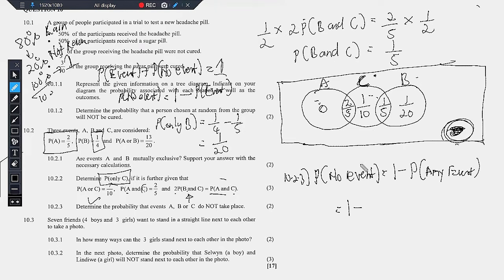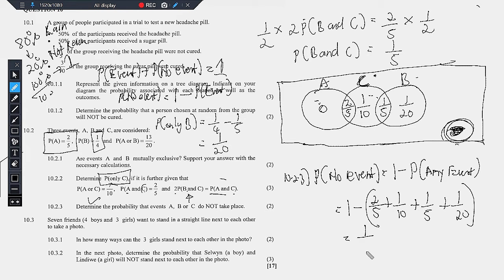It's 1 over 10, right? So probability of that, so that's 1 minus all of this added up. So that's obviously 0. So it's 2 over 5 plus 1 over 10 plus 1 over 5 plus 1 over 20, right? Then the value that you get from here, you have to subtract it from 1.